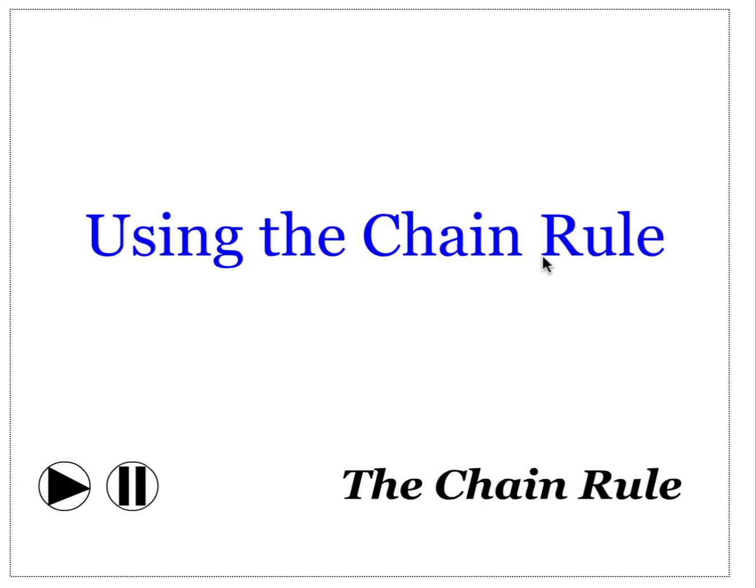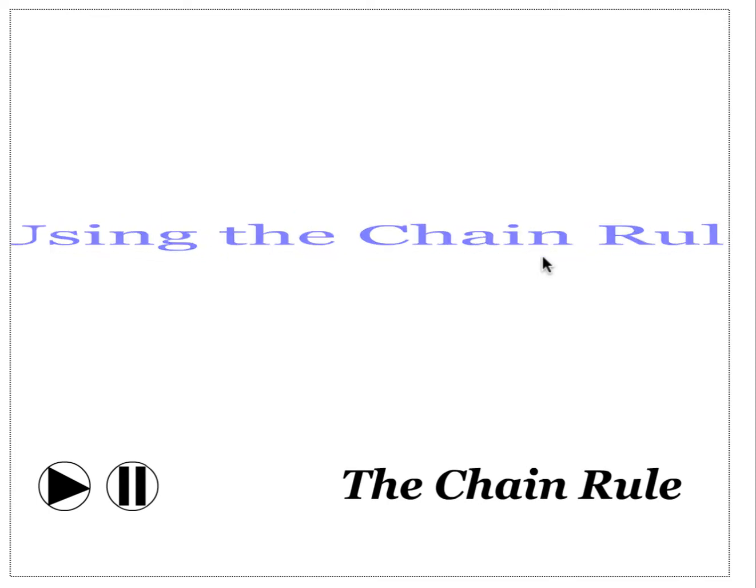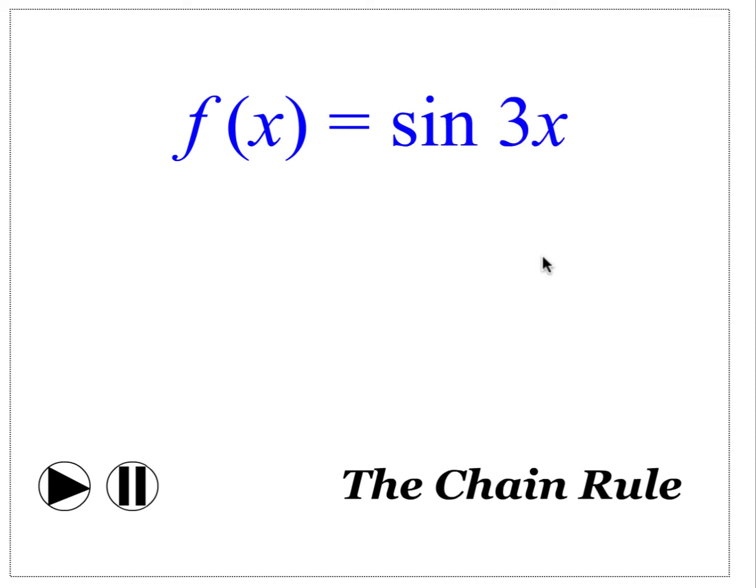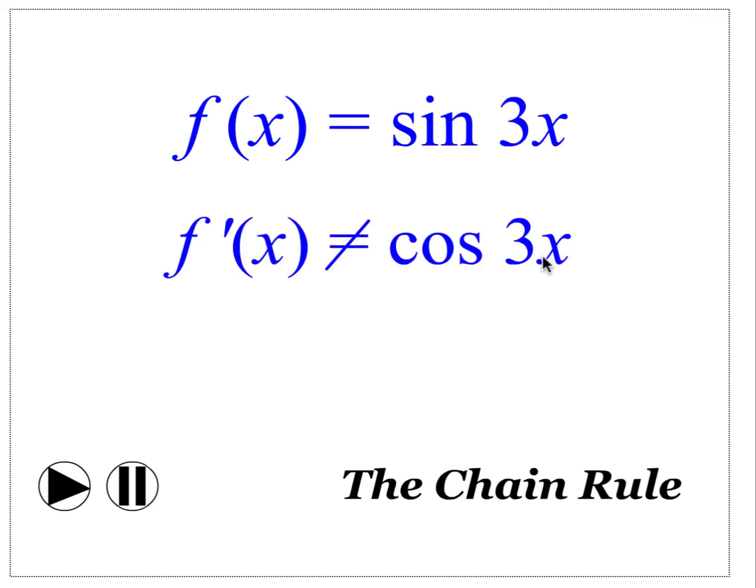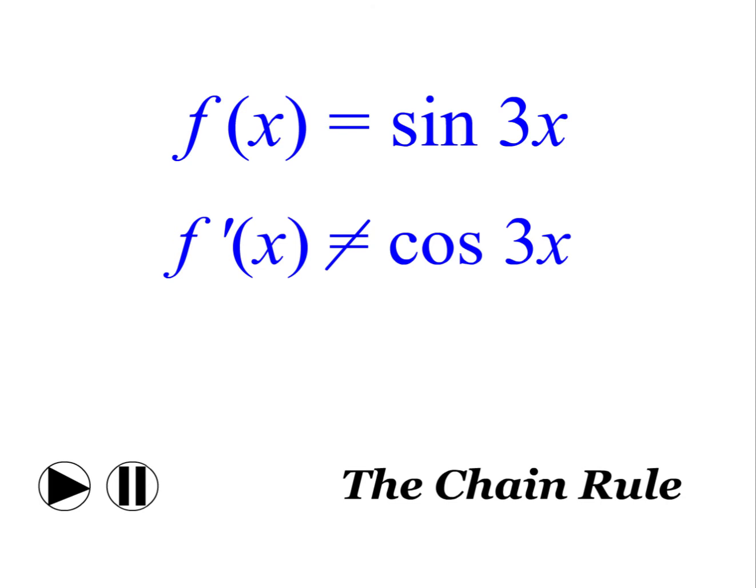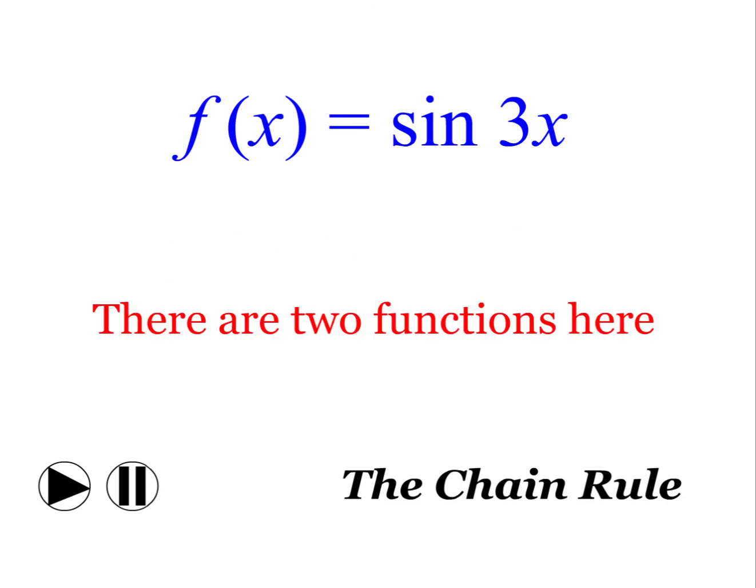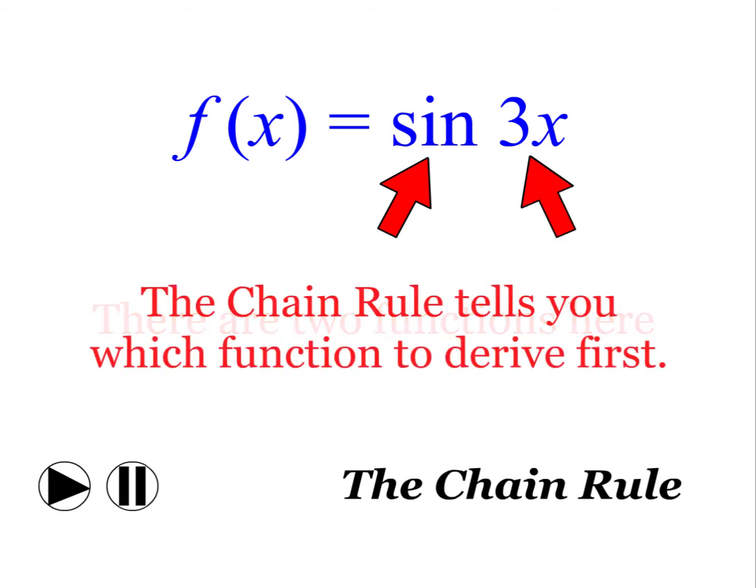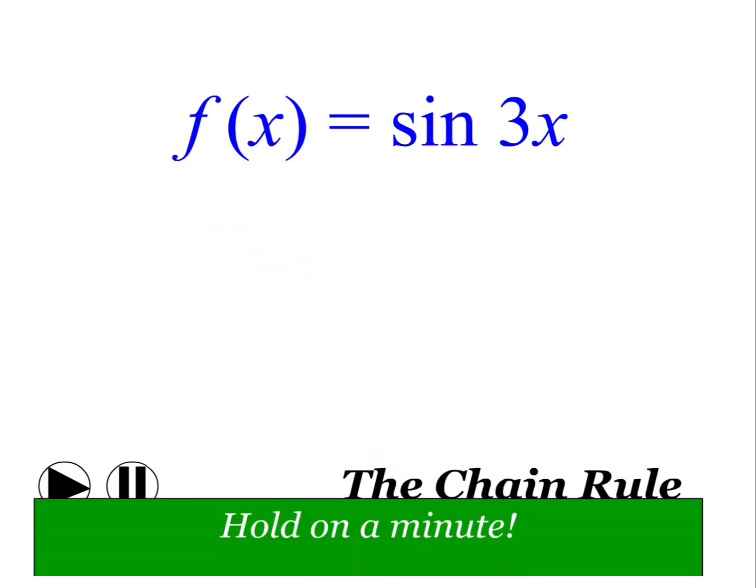Alright, let's take a look at the chain rule in action. We're going to find the derivative of f of x is equal to sine of 3x, which according to what you just watched is definitely not going to equal cosine of 3x. Well, first of all, we have to take a look at the functions here. Well, there's two of them. There's sine and there's 3x. The chain rule is going to tell us what order the derivative has to occur. I mean, obviously we're going to have to take the derivative of sine somewhere and probably the derivative of 3x somewhere. But we need to learn what order that's going to happen in. And the chain rule does that for us.